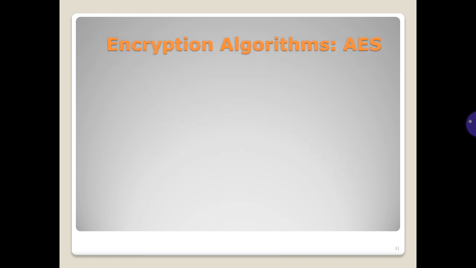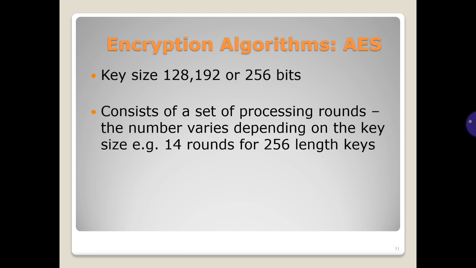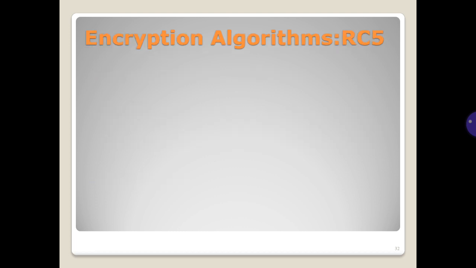Encryption algorithms: AES. Key size, and that consists of a set of processing rounds. The number varies depending on the key size. 14 rounds for 256 length keys. More secure.